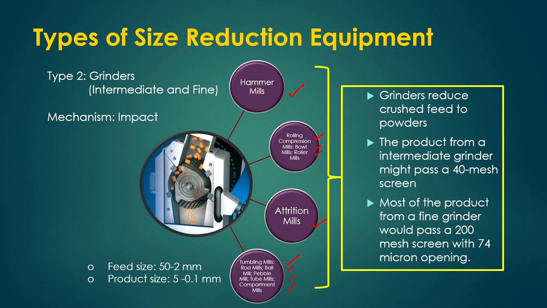In this case, the feed size range would be 50 to 2 millimeter and the product size will be 5 to 0.1 millimeter. So, these grinders reduce crushed feed to powders. The product from an intermediate grinder might pass a 40 mesh screen. Most of the product from a fine grinder would pass a 200 mesh screen with 74 micron opening.